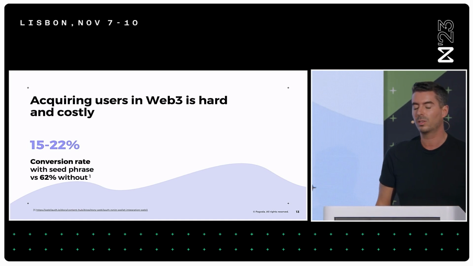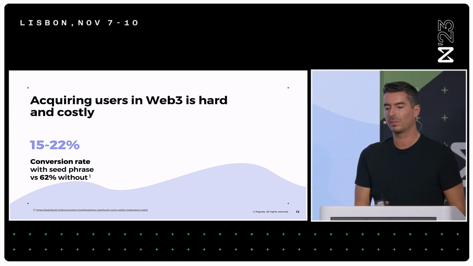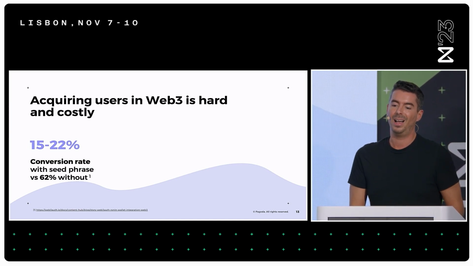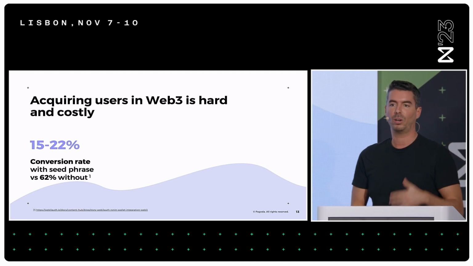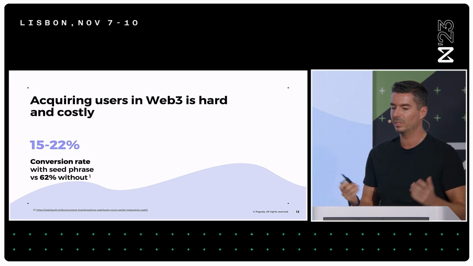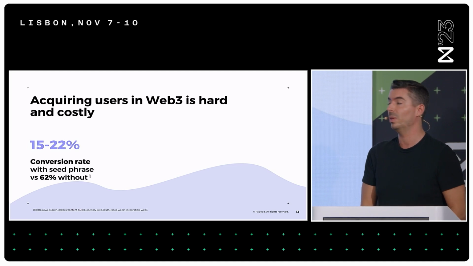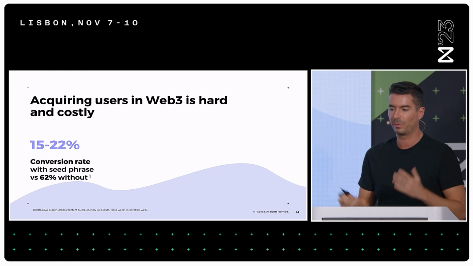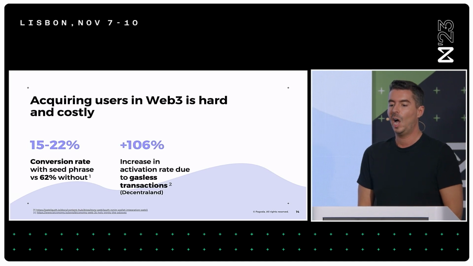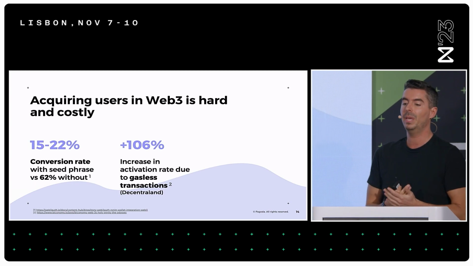So how does this translate into numbers and metrics? Let's first talk about conversion rate. Conversion rate is the number of people that end up creating accounts from the first screen of your app. It's pretty low for Web3. It's as low as 15 to 22% every time you ask people to come up with and write down a seed phrase. The number for an onboarding flow without a seed phrase is 62%. So you're losing a lot of users just because you're asking for all this complexity right away.